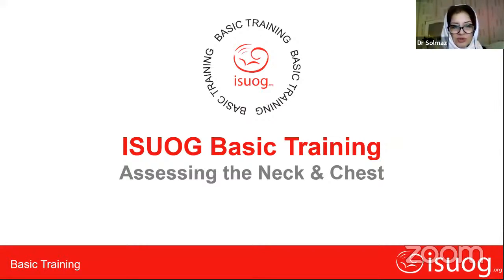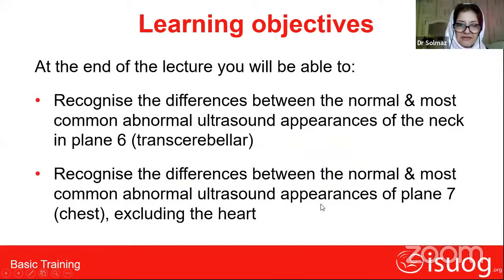So the topic of my talk is assessing the neck and the chest of the baby. The objective of this talk is that hopefully you will be able to recognize the difference between normal and common abnormality of the baby in plane 6, which is the transcerebellar plane, and recognize the differences between the normal and common abnormal ultrasound appearances of plane 7, which is the chest, excluding the heart. So we will mostly be looking at the lungs.